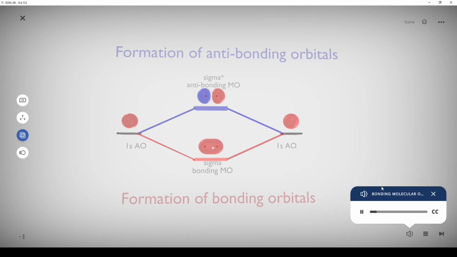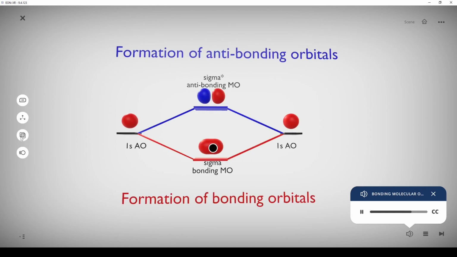This is the bonding molecular orbital. It forms when the two atomic orbitals combine in phase. If there are electrons in this orbital, it increases the bond order and makes the molecule more stable. In the case of hydrogen, there are 2 electrons in this orbital.